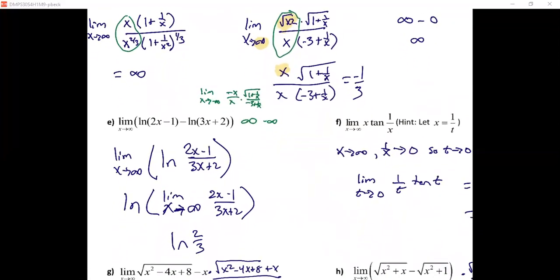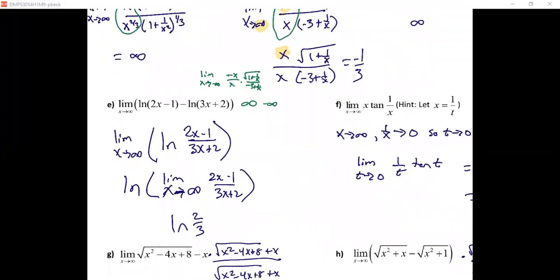If I look at E, it is infinity minus infinity, and infinity minus infinity is indeterminate. So what I did was I combined those natural logs together, and once again, limits are such a powerful thing that we made the limit go from the outside of the natural log to the inside of the natural log, and that allows us to establish what the overall limit is.